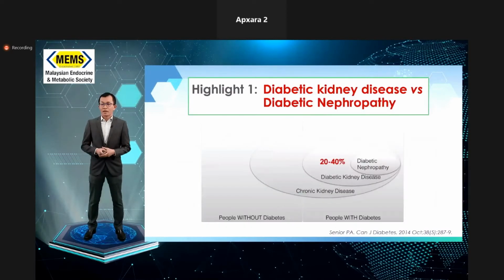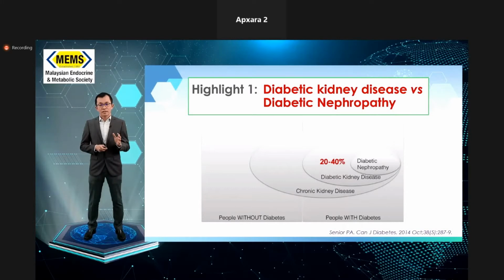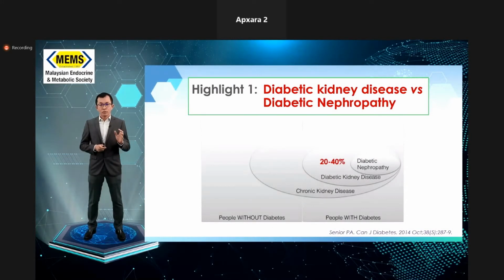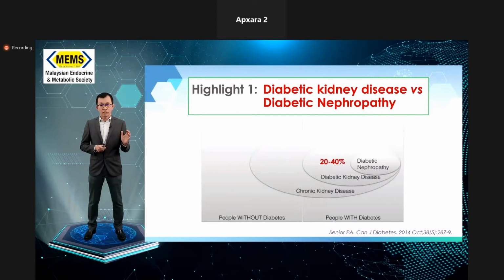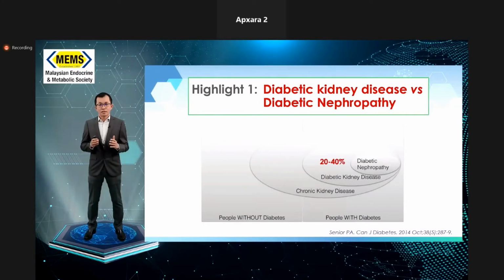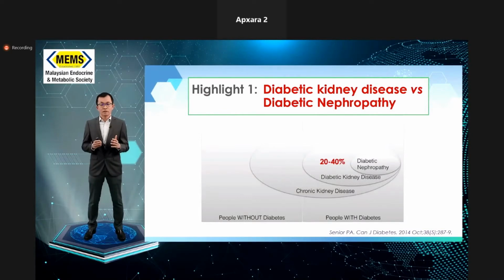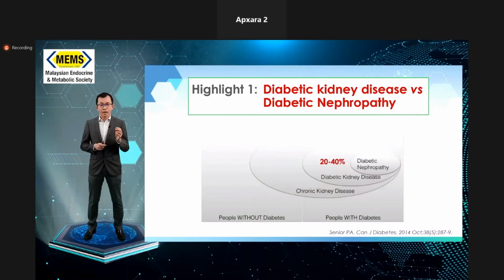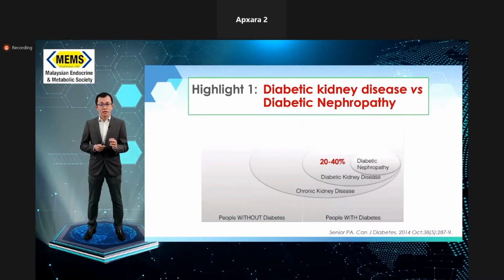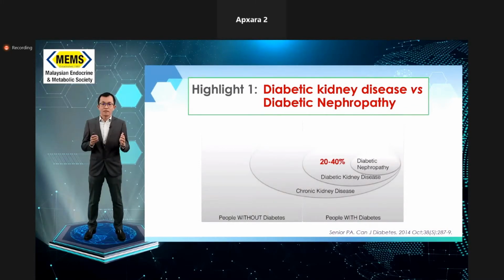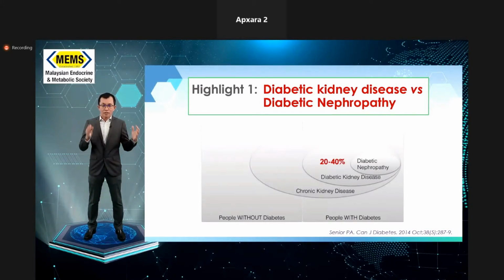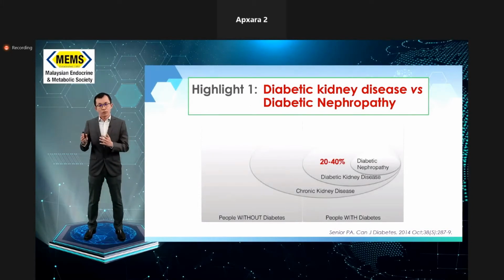So highlight number 1, we use diabetic kidney disease as a term to replace diabetic nephropathy that we used in the 2015 CPG. The reason being, we know that diabetic nephropathy is a histological diagnosis, and in clinical practice, we only biopsy a minority of patients with diabetes and kidney disease. And diabetic kidney disease is a more appropriate term because it represents a group of diabetic patients who present with kidney disease.